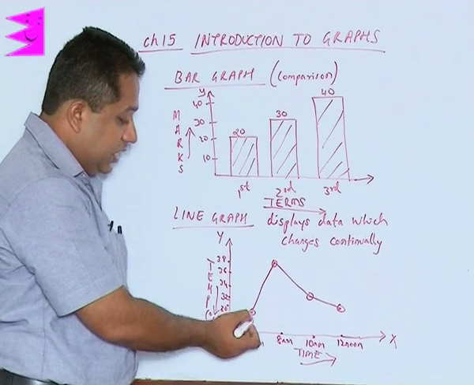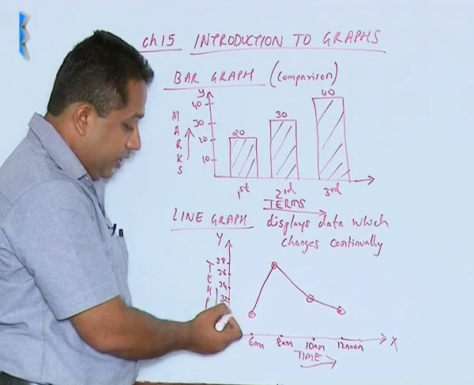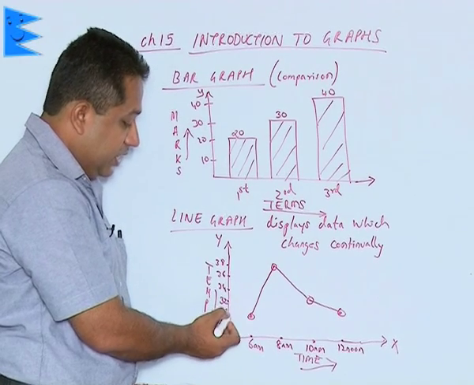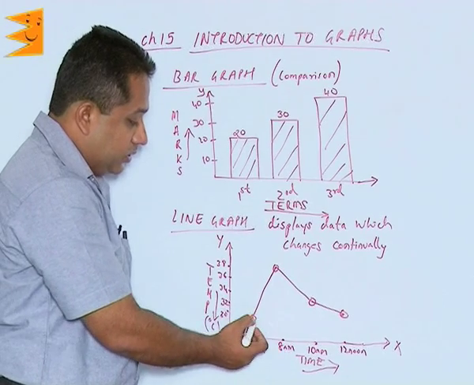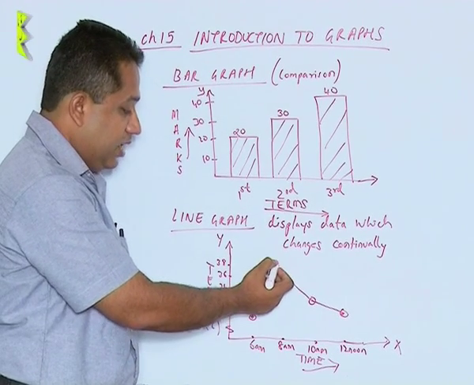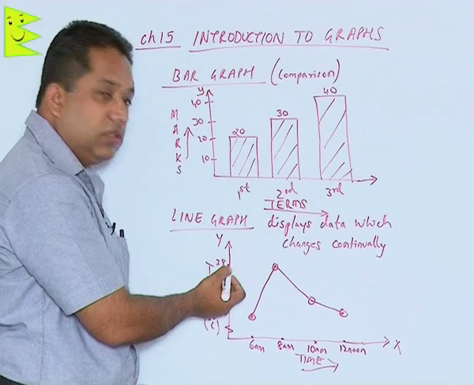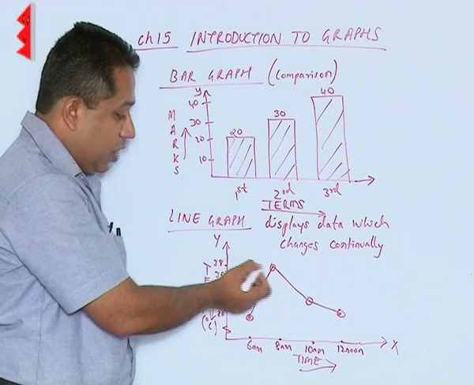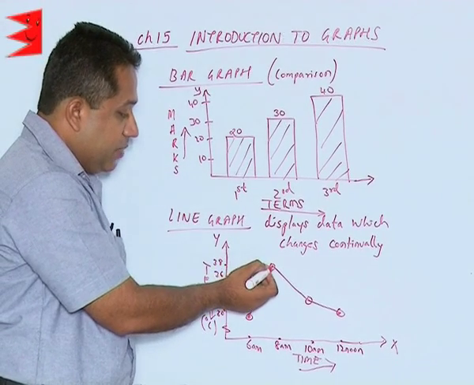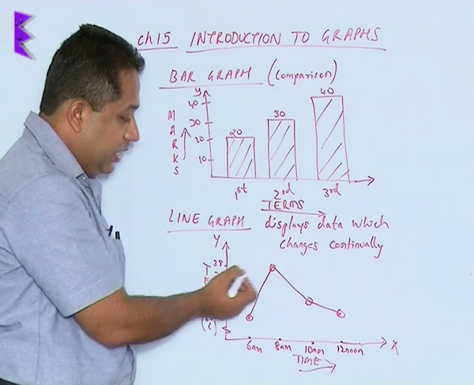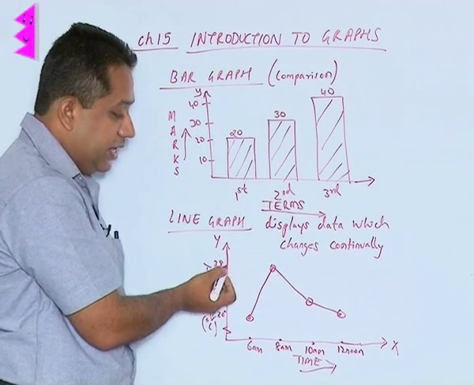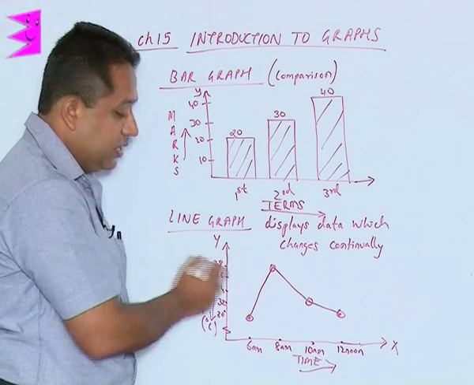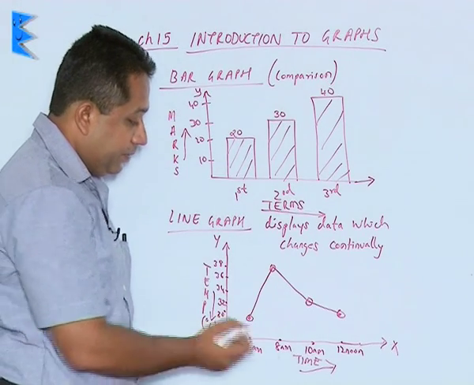Now, what is seen here? At 6 am, the temperature was 30 degrees centigrade. Then at 8 am, suddenly what has happened? The temperature has increased, and the temperature is now 38 degrees. How do we find this temperature? We can imagine that we are drawing a horizontal line parallel to the x axis. So, it will intersect at 38. So, at 8 am we can say the temperature is 38.